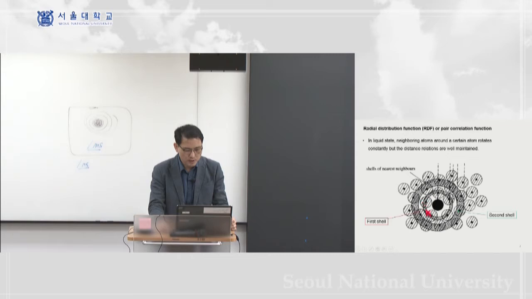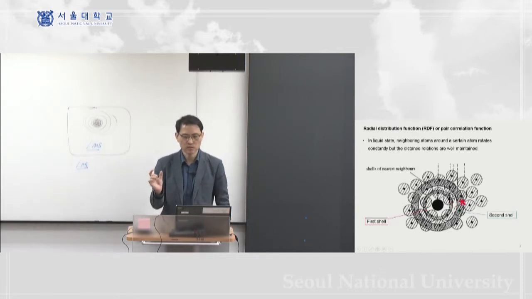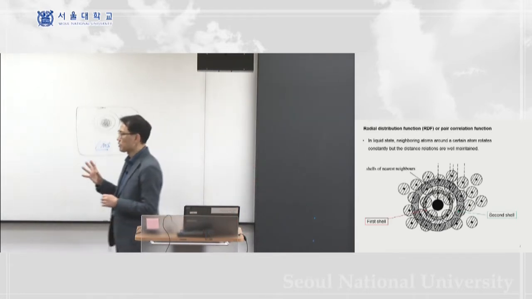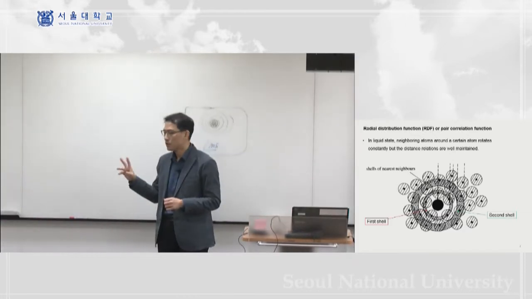So the first shell will be formed, and then you have the second shell. Around the first shell, there are other atoms which are the nearest neighbors of the atoms in the first shell, and they form the second shell. Because of the dynamic structure of the first shell, the second shell is more broadened than the first shell. So it has a wider range of the center of mass distribution. This is the typical picture of the structures in the liquid phase.